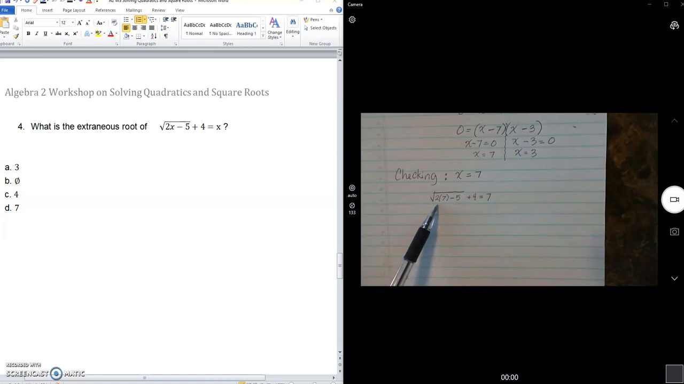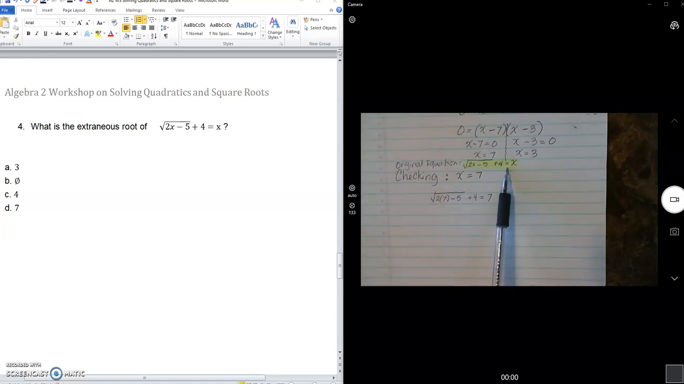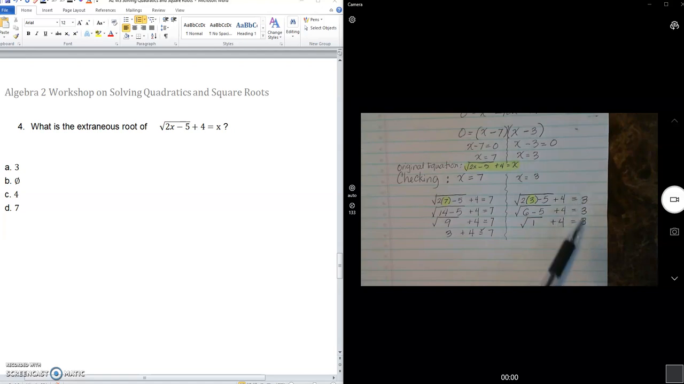So in place of x, we're going to put 7, and we're going to solve and see if it equals 7. Our original equation. 14 minus 5 is 9. The root of 9 is 3, plus 4 is 7. So 7 is a correct solution. We're checking for 3 now. That will be 6 minus 5. Sorry about that. This was supposed to be 3.